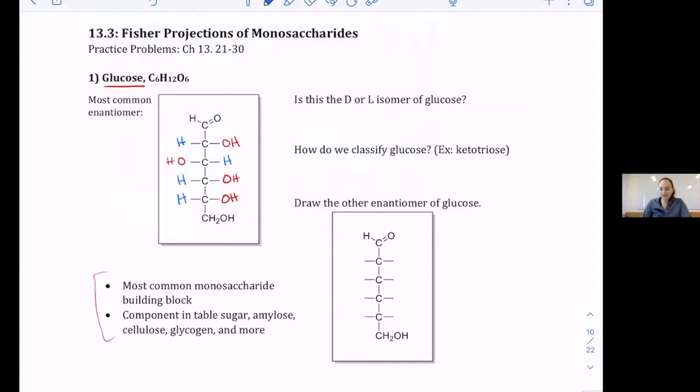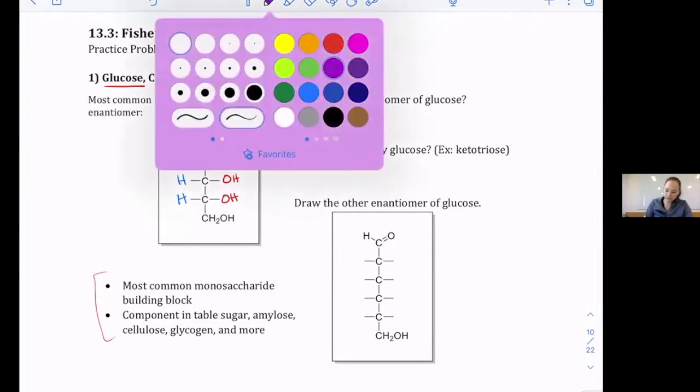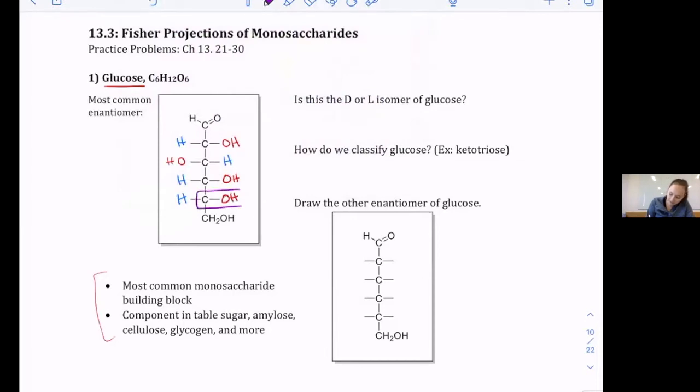So question on the side, is this the D or L isomer of glucose? How do we do that? We go down to the chiral carbon furthest away from our carbonyl. So let's do purple. Chiral carbon furthest away, and we're going to put a box around where the alcohol is. It is on the right side, so it's going to be the D enantiomer of glucose. Just as a heads up, the D enantiomer in general is going to be the most common natural enantiomer of sugars.